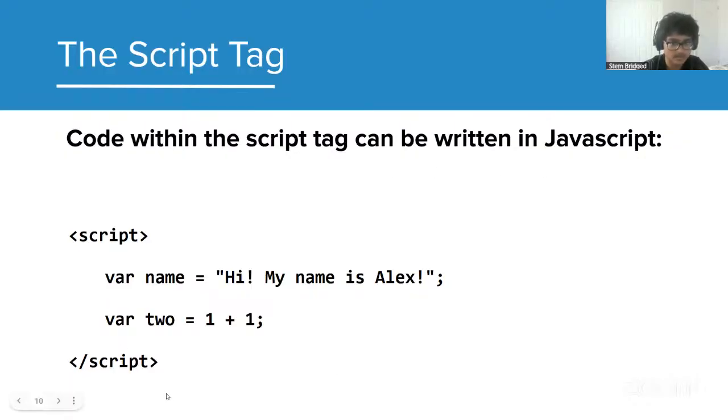Here's how you insert code into your script. You just put any JavaScript code that you want to be interpreted as JavaScript inside of your script tag. And then you can do all this stuff. You can initialize variables and then do math inside of JavaScript. Basically, anything you can do inside JavaScript, you can do inside of the script tag.